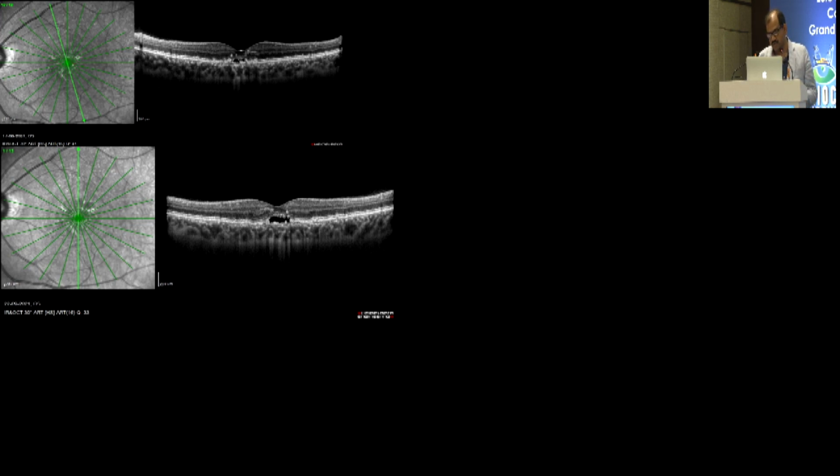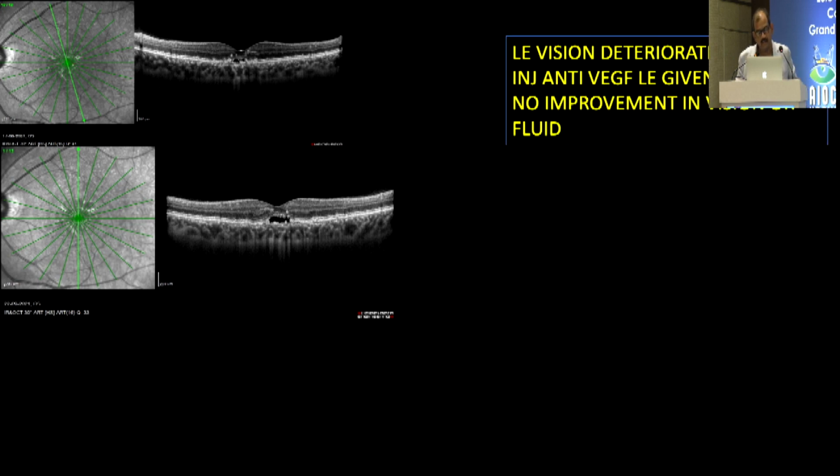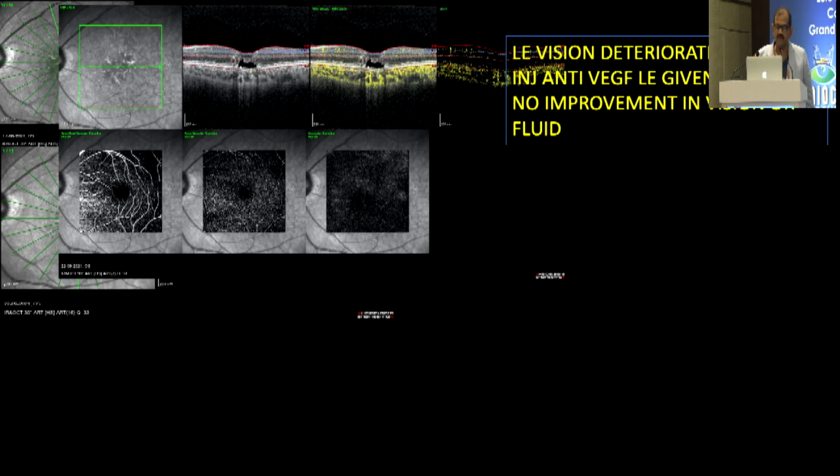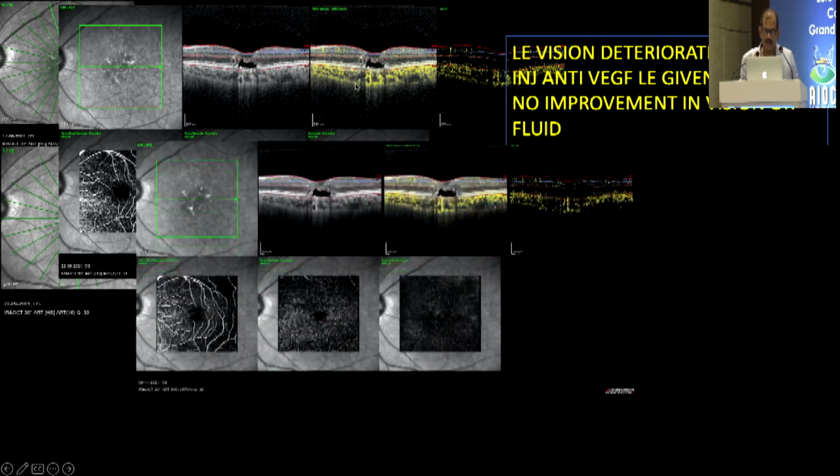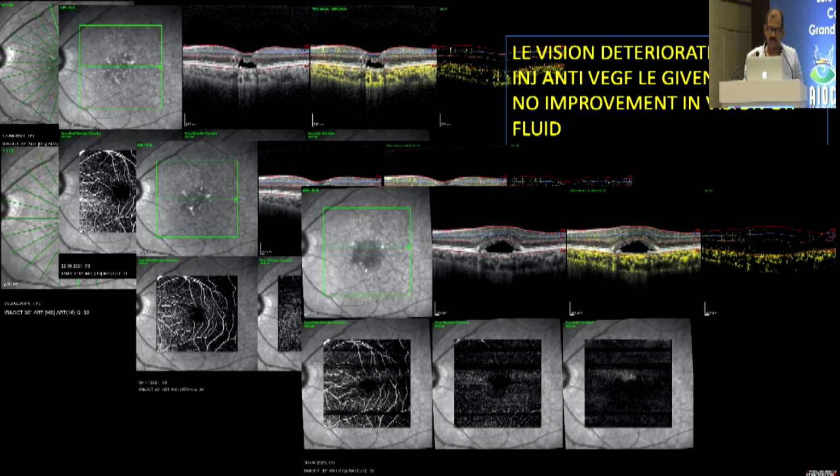On subsequent OCT also, this hyporeflective space increased, and this patient was given an anti-VEGF injection, but there was no improvement in vision or fluid. This was the OCT angiography, which showed no choroidal neovascular membrane. Again, the fluorescein angiography was done. That also showed no flow signal, and subsequently the space increased, but there was no flow on OCT angiography. These are some reflection artifacts, but not exactly flow.